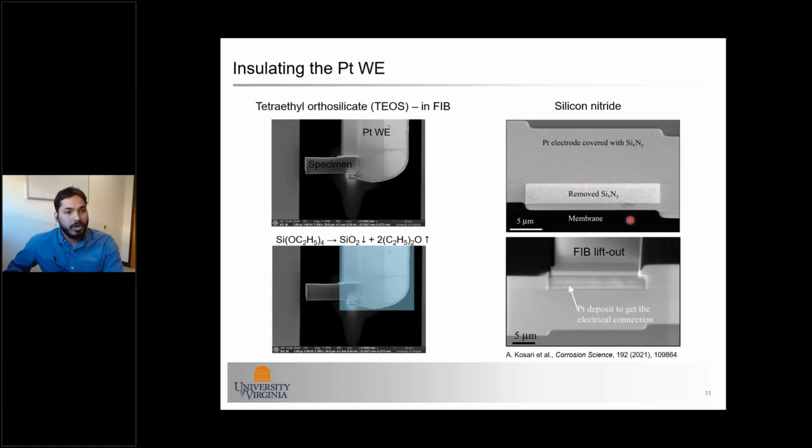This is the work. The second one is the work from Delft again. Ali Kosari and his team fully covered the platinum working electrode with silicon nitride, and they removed only a specific area, just enough to weld a FIB lamella, and then covered the joint again with TEOS. So these are the ways to cover the platinum electrode so that we don't have the galvanic issue, and the response is only coming from the sample.